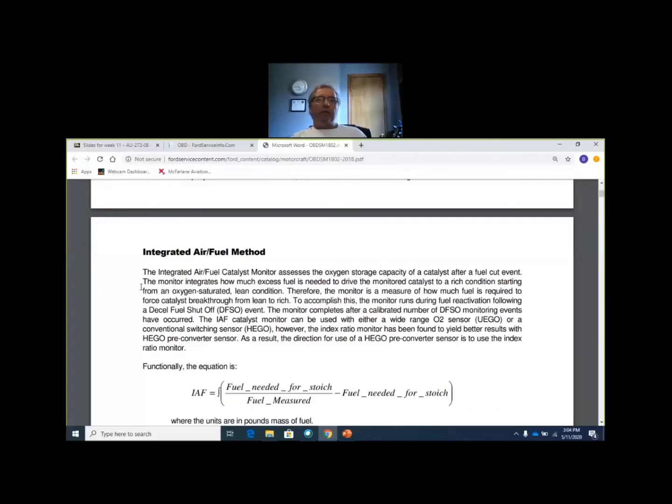It says it integrates how much excess fuel is needed to drive the catalyst rich, starting from an oxygen saturated lean condition. So we're going to put a whole bunch of oxygen into this catalytic converter, so it's oxygen saturated, and then we're going to see just how rich we have to go. How much fuel do we have to throw at this thing to make that rear oxygen sensor read rich, thereby saying we've used up all the stored oxygen in the cat.